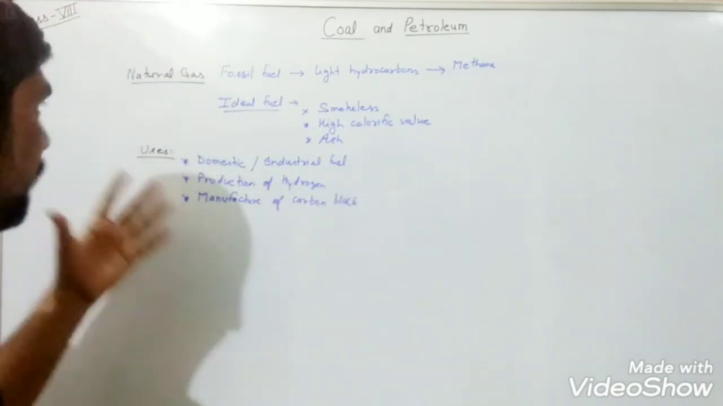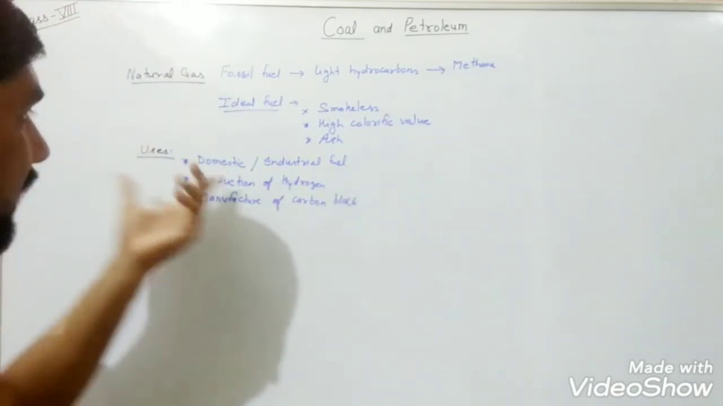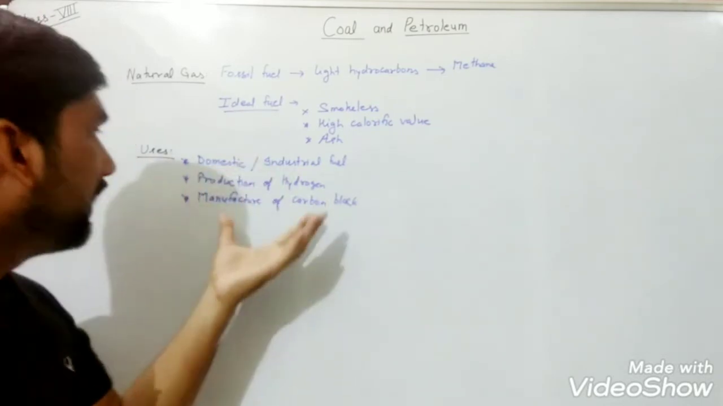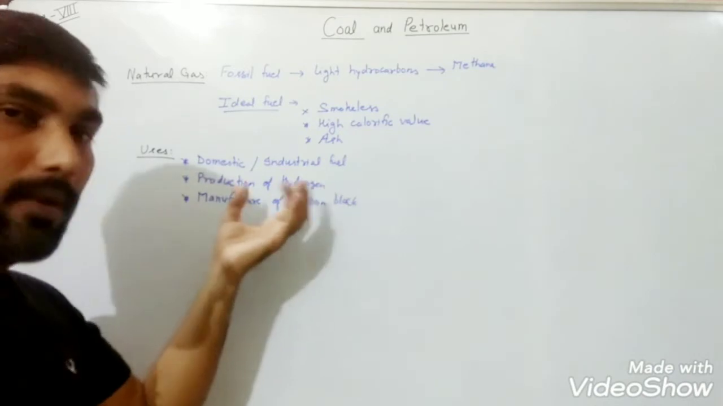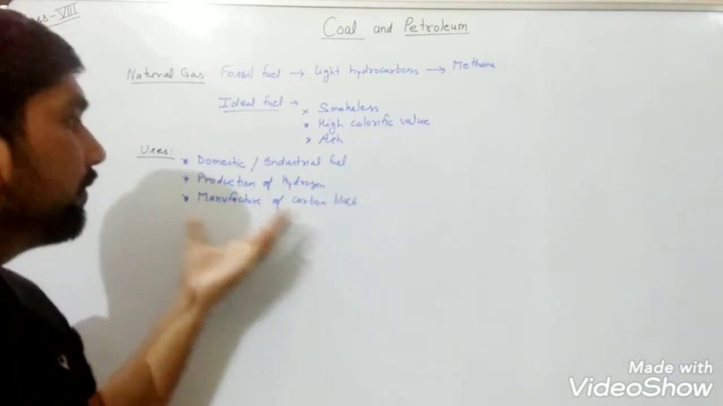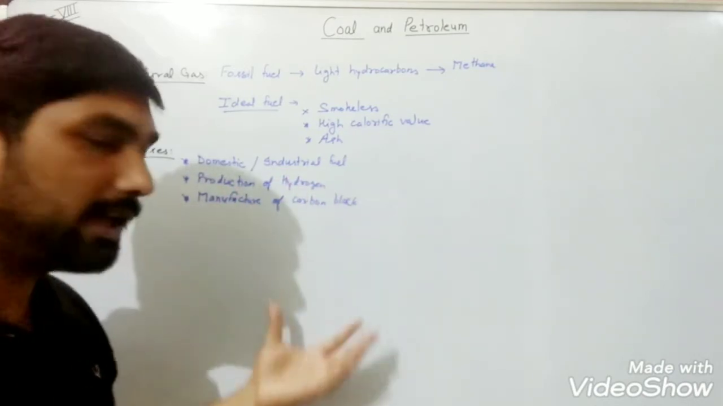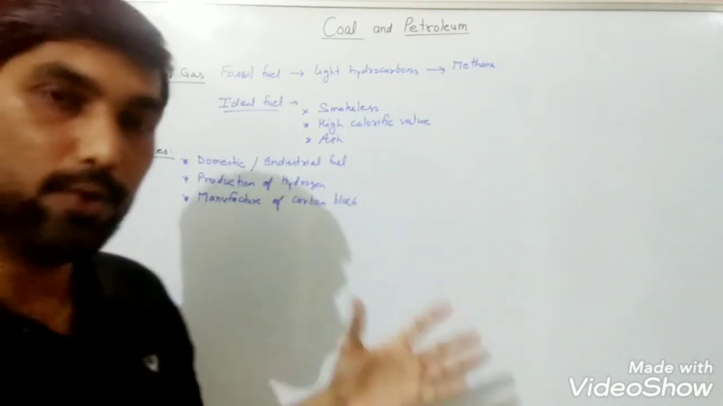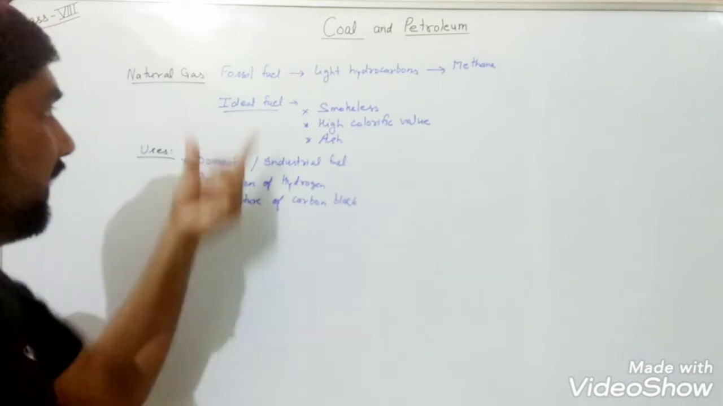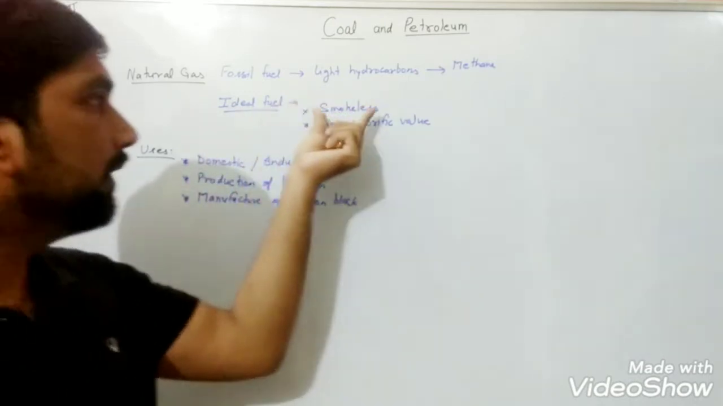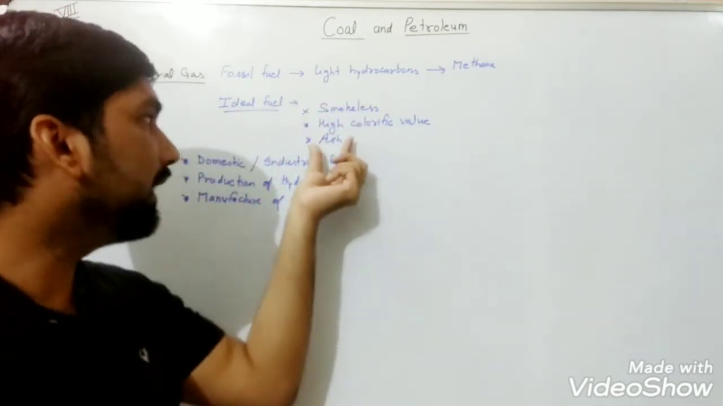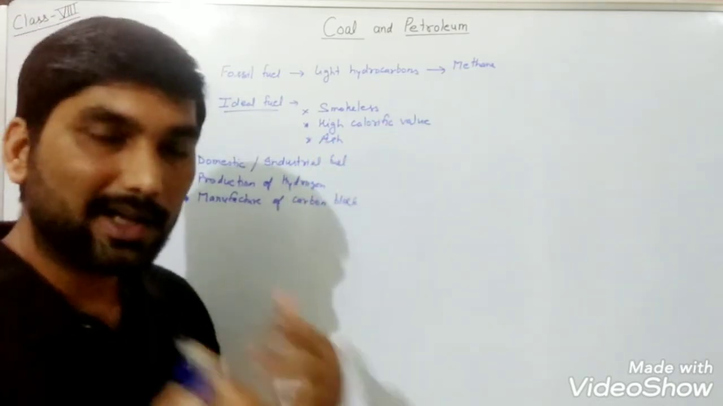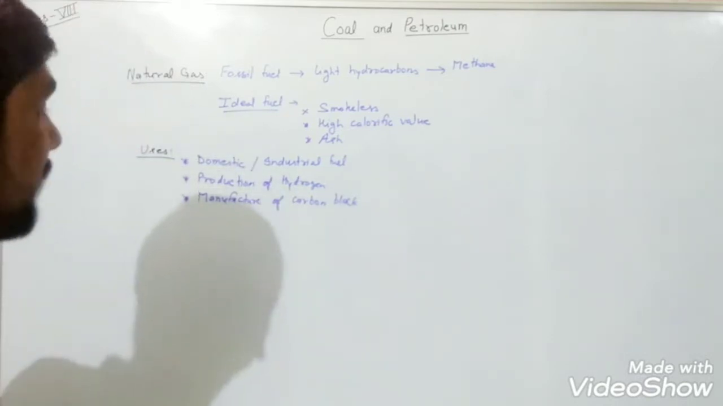So that is the usage of natural gas. We can use it in the form of domestic or industrial fuel. It is used for the production of hydrogen. It is also used for the production of carbon black, which is used in the automobiles for making tires and tubes. And it is an ideal fuel. It burns without providing smoke and ash, and it is having high calorific value, meaning providing a lot of energy in the form of heat.